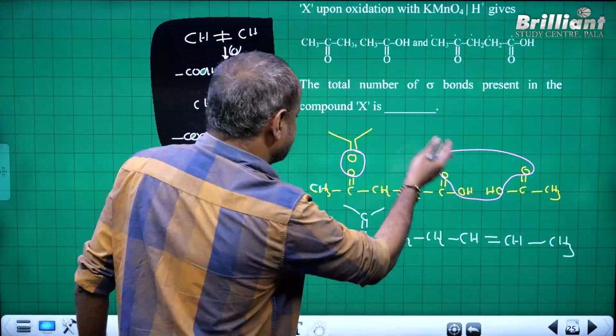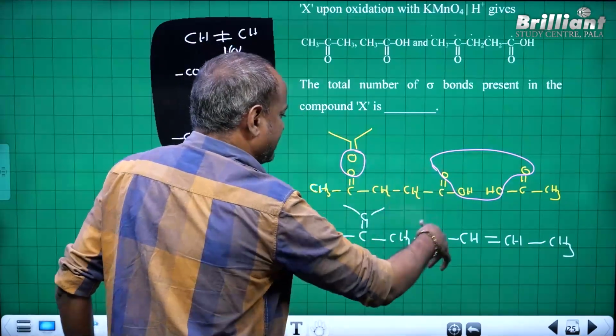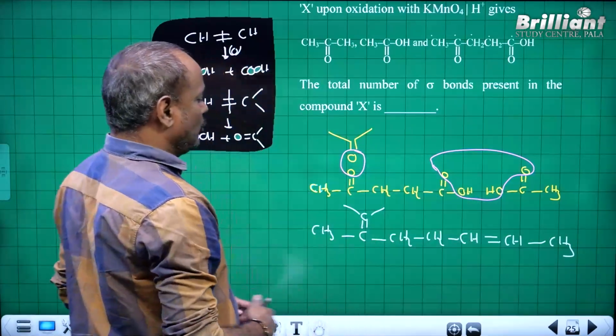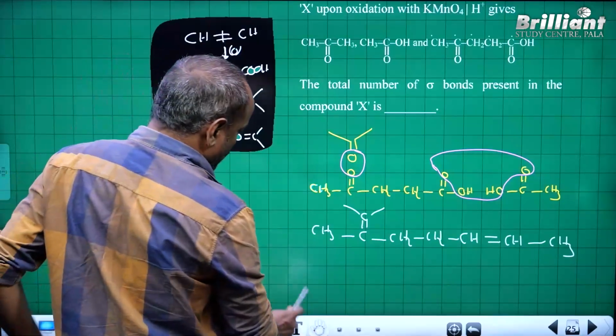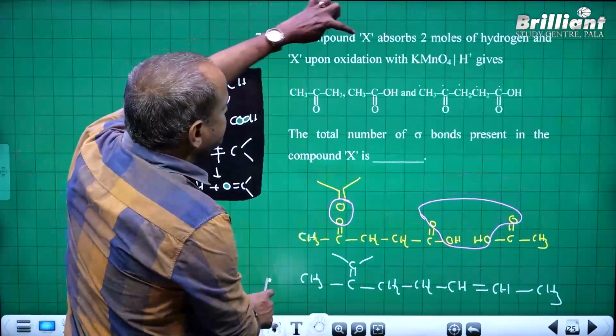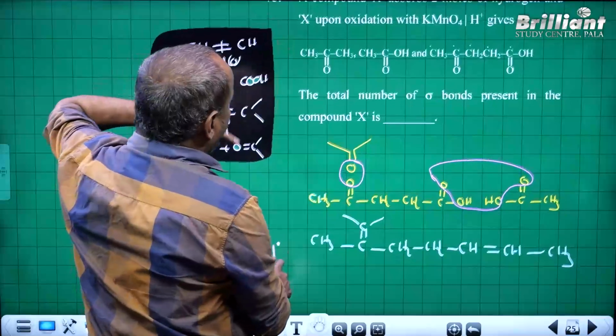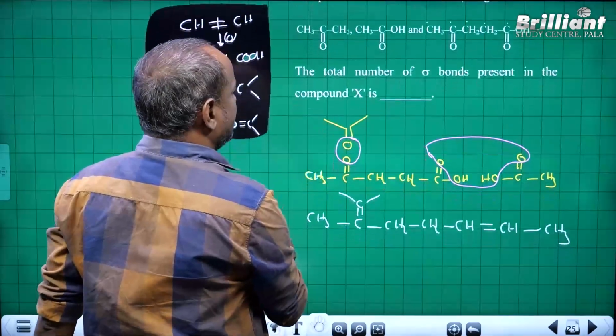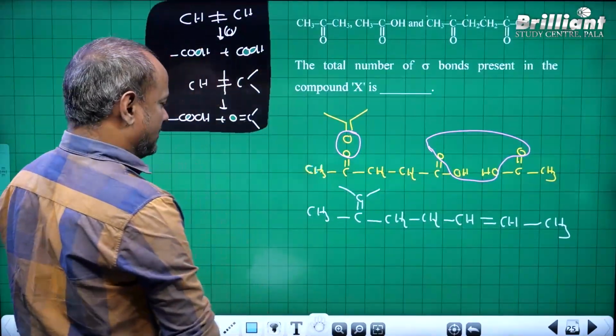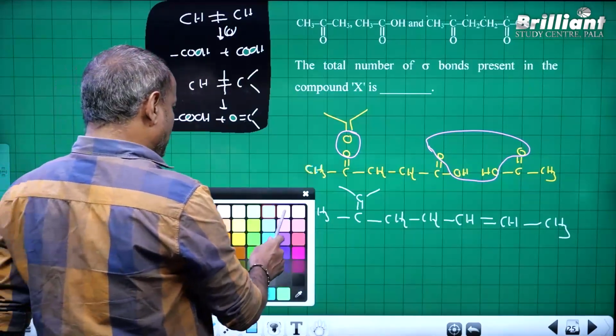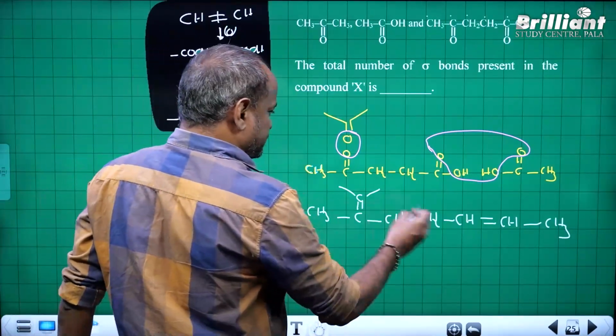You can take reverse also, you can take here also this one, take on that side. So total 2 pi bonds are present. So 2 pi bonds means react with 2 moles of hydrogen. And this is compound X. The question is given: number of sigma bonds present in the compound. Sigma bonds equal to total atoms minus 1.